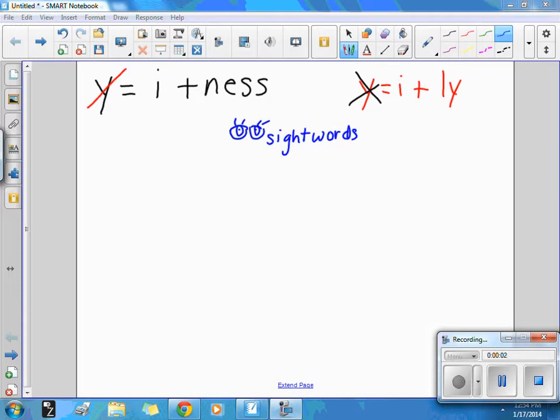All right, in this video, we're going to practice our sight words and the words that follow the rules change the Y to I and add NESS, and change the Y to I and add LY. Let's start with our sight words.